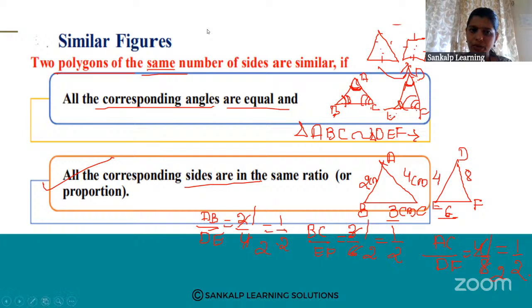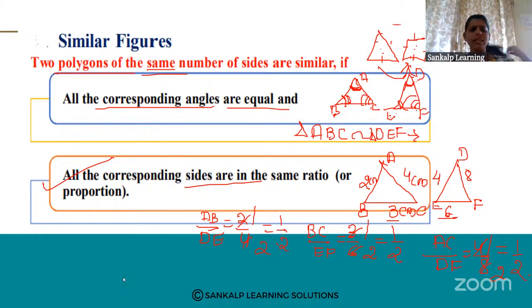In the last class we discussed what we mean by similar figures and similar triangles, right? For that, two conditions are there. Two polygons with the same number of sides are similar if all the corresponding angles are equal and all the corresponding sides are in the same ratio or proportion. Then only we can say two polygons are similar. Generally, similar figures are the same in shape but differ in size. They have different size but same shape. Those figures we call similar figures, right?